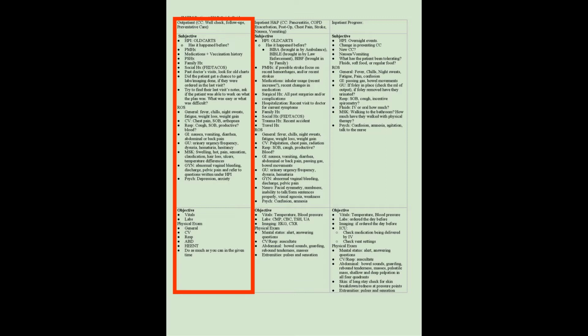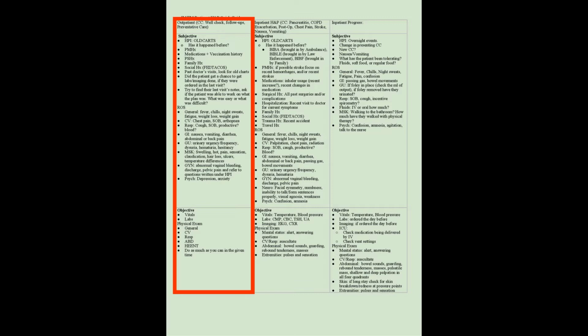So in an outpatient setting, you're definitely going to see a lot of well checks that come every year, follow-ups for chief complaints they might have had in the past, and then preventative care such as any mammograms, colonoscopies, vaccinations, anything that needs to be done. So you'll just see patients that are generally doing well, but you want to keep them doing well. So these are the kind of questions you should approach.